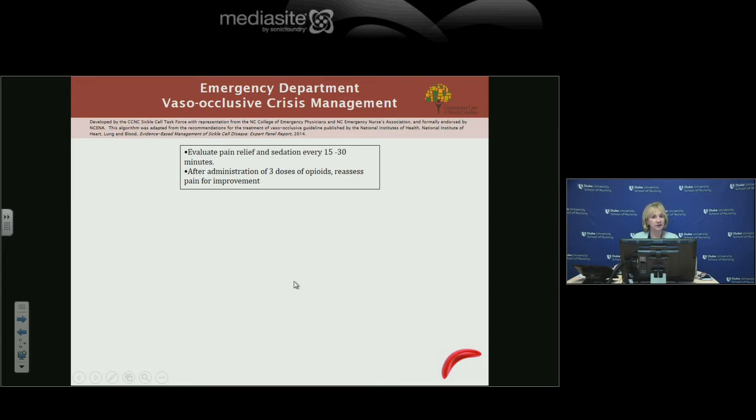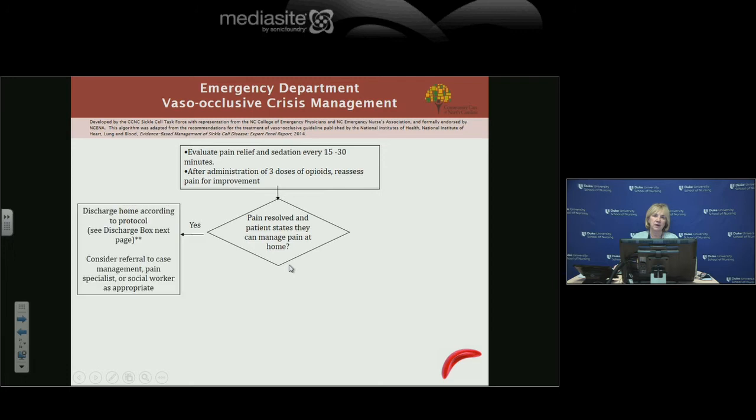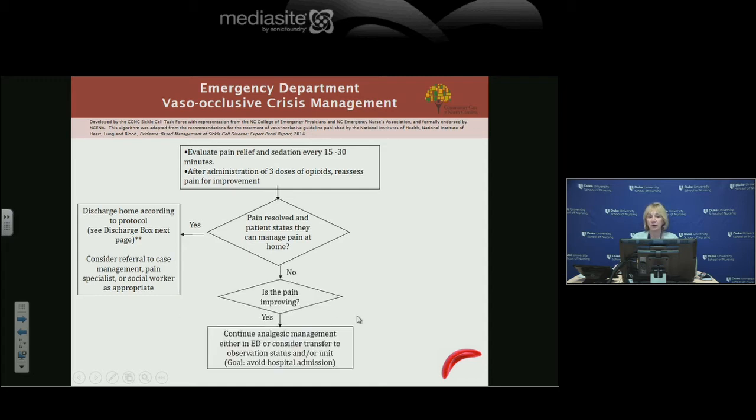So once we've started treating their pain, we're going to keep treating them, evaluating them every 15 to 30 minutes, and re-administering doses of opioids and reassessing them for pain improvement. If it's resolved, again, they can go home. If it's not, they can go home with good referral. If it's improving, we really have the opportunity to continue rapid aggressive treatment, maybe in an observation status, etc., to avoid hospital admission.